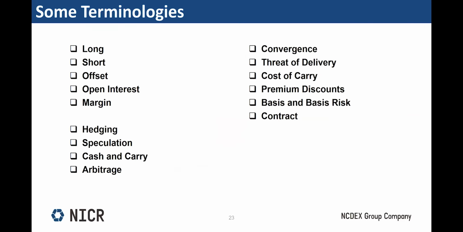So some terms in this marketplace which are very common. If you tend to venture into this marketplace, you will hear these terms quite a bit: long, short, offset, open interest, margin, hedging, speculation, cash and carry, arbitrage opportunity, convergence of prices, intent of delivery. So these are the very basic important terms which are commonly used in this marketplace.